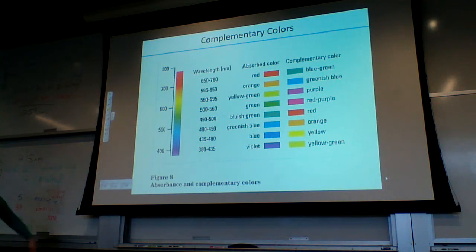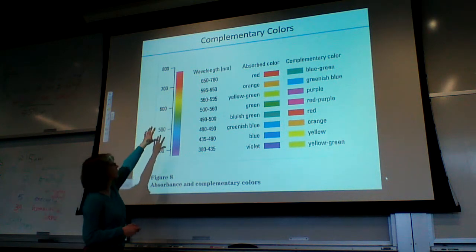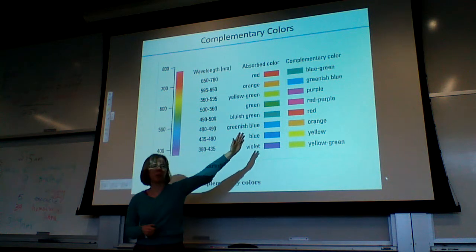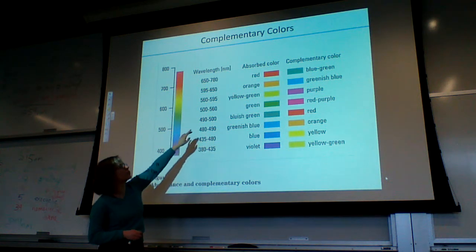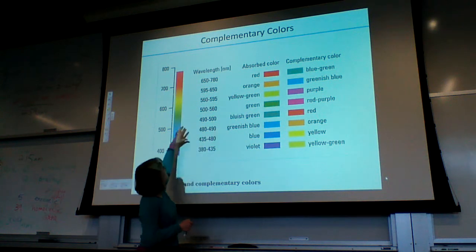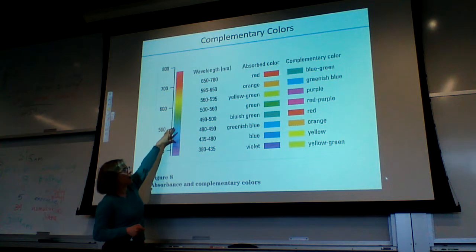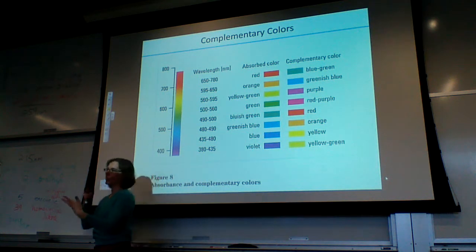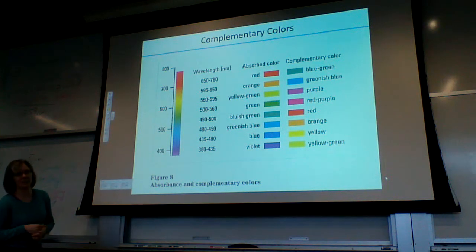So if red is being absorbed, you're going to see more of the blue-green color because that's what's passing through, and we observe the blue-green color if red is absorbed. Conversely, if the blue-green area is absorbed, we're going to see red as the complementary color. That's what we observe on the other end.